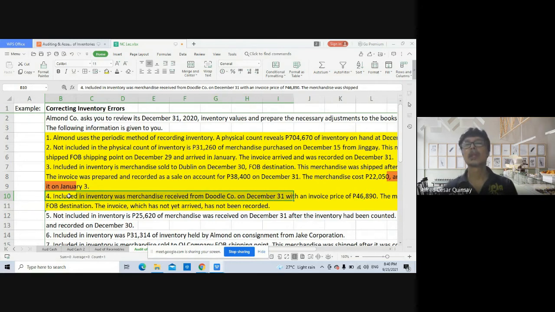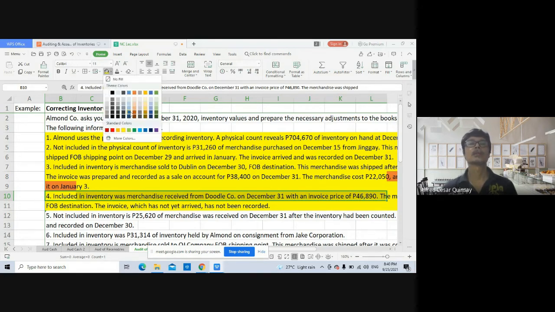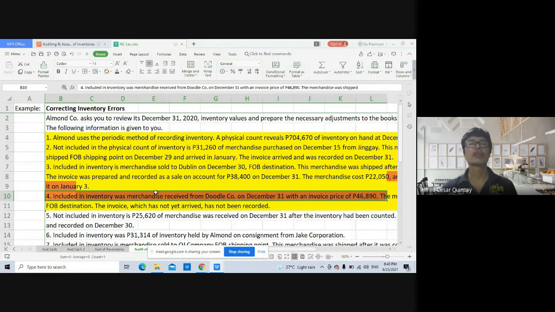Received from Doodle on December 31, no? Okay, so as we see here, no? Okay, so therefore we are the buyer here and Doodle is the seller. Okay? Now we have already included that as of December 31, no? Okay. Now, is it right that we have included that in our inventory as of such date?